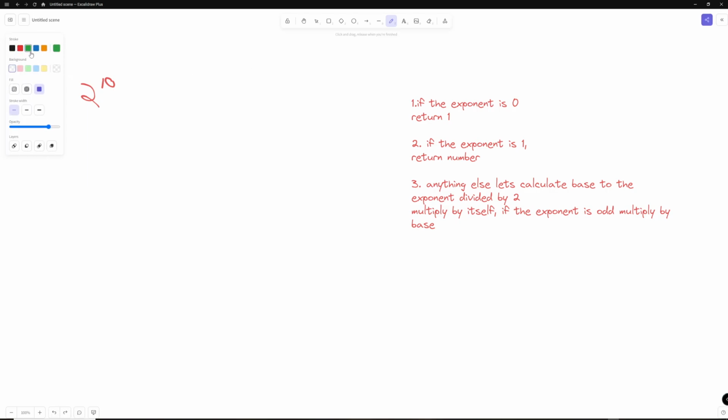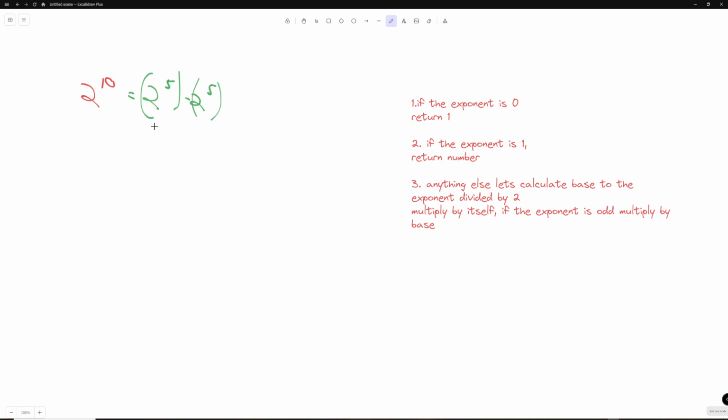And we're going to calculate 2 to the 5. Okay, we're going to calculate this. We're going to store it in a variable, and then we're going to multiply it by itself, right? So 2 to the 5. So we're only going to calculate this once. We're going to store it in a variable, and then we're going to multiply it by itself. So we're going to do 2 to the 5 times 2 to the 5.